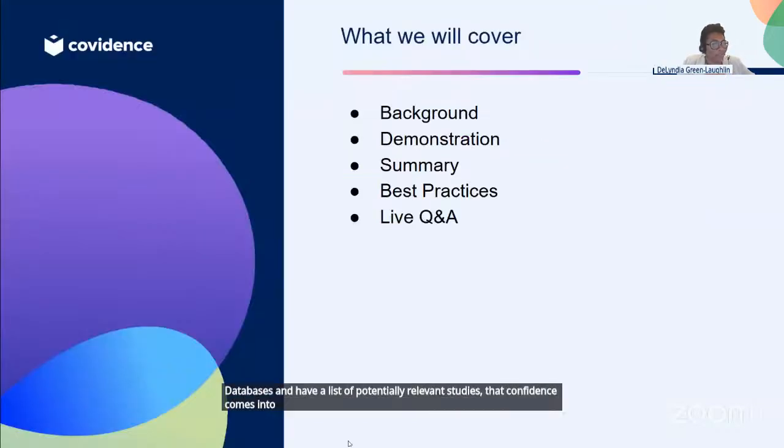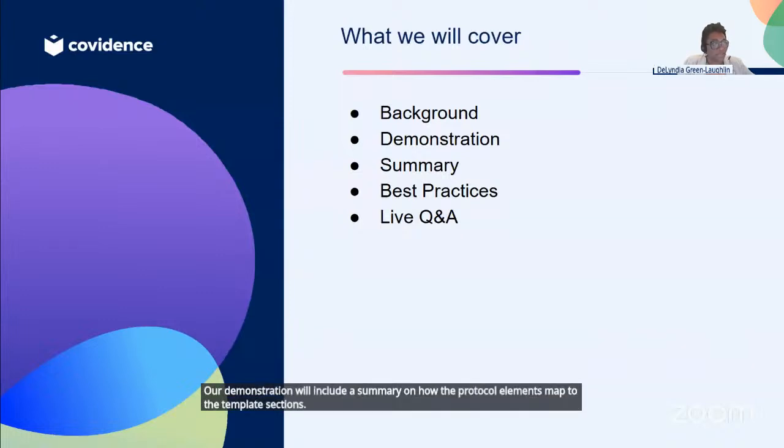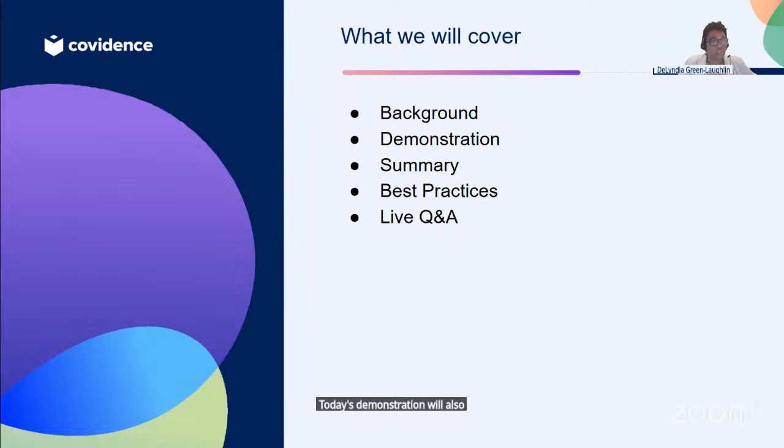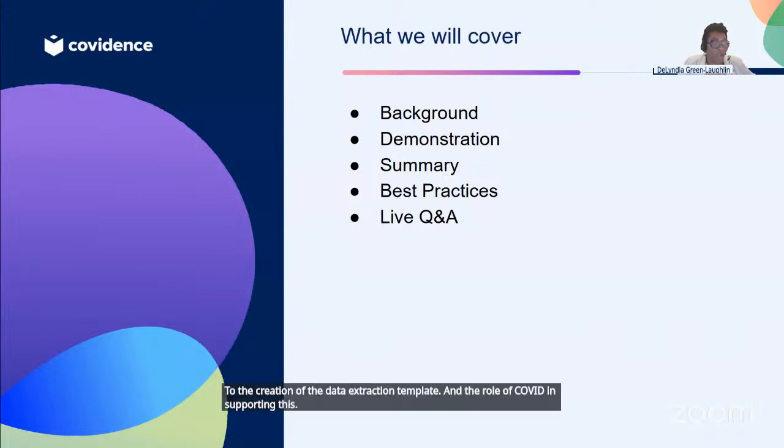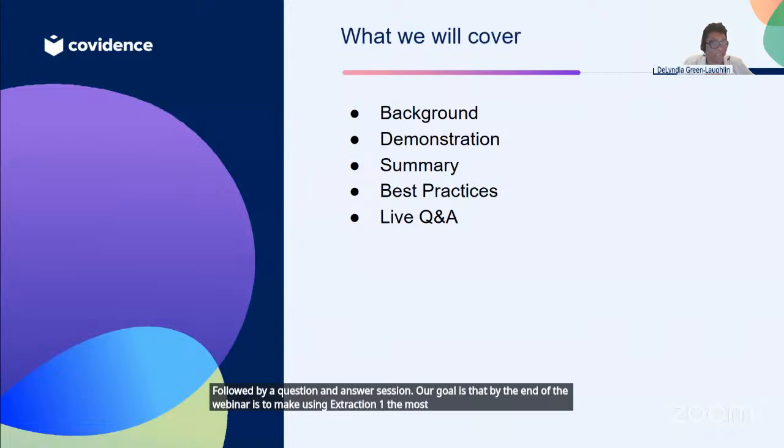The purpose of this webinar is to demonstrate how to build an Extraction 1 template using a protocol while providing tips for an efficient template design. Our demonstration will include a summary on how the protocol elements map to the template sections. Today's demonstration will also include starting with the protocol to the creation of the data extraction template and the role of Covidence supporting this, followed by a question and answer session. Our goal is that by the end of the webinar, you will be able to use Extraction 1 as the most efficient and effective tool for your review.